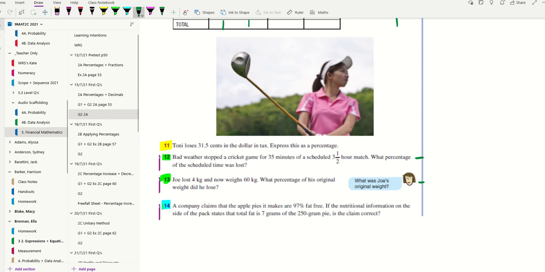And the last one, the company claims that the apple pies it makes are 97% fat-free. If the nutritional information on the side of the pack states that its total fat is 7 grams of the 250 gram pie, is the claim correct?